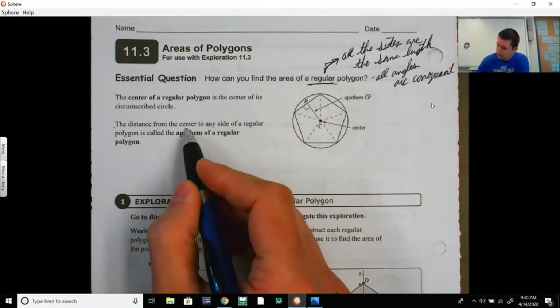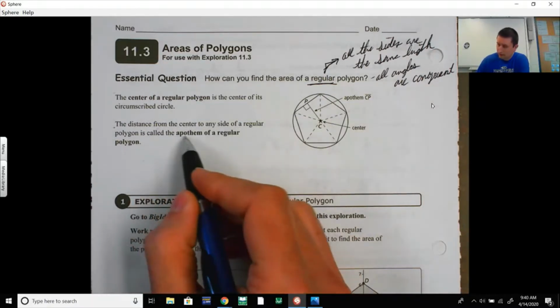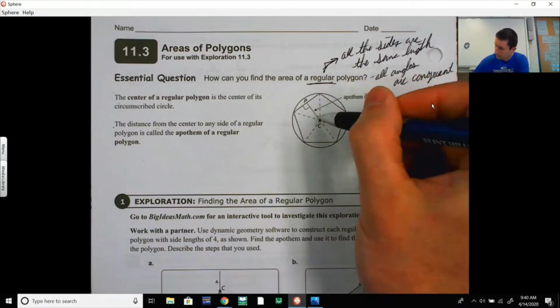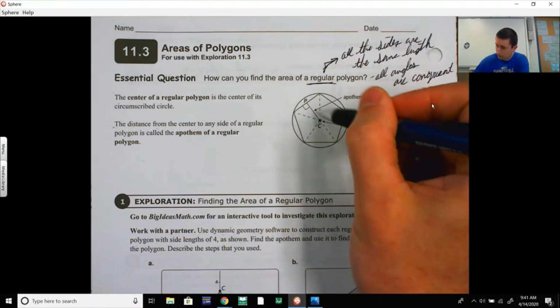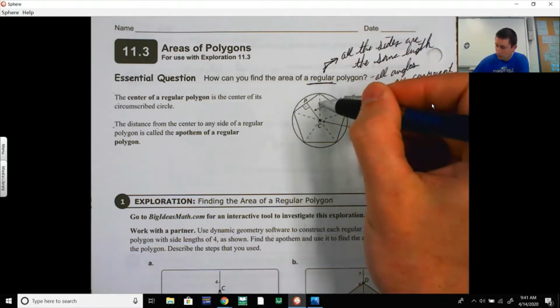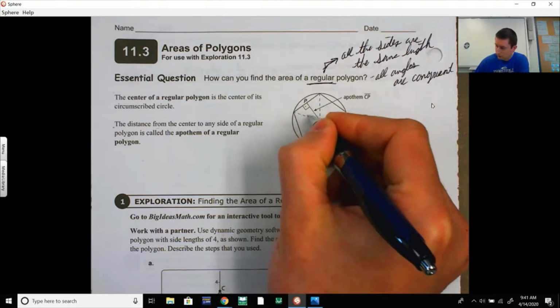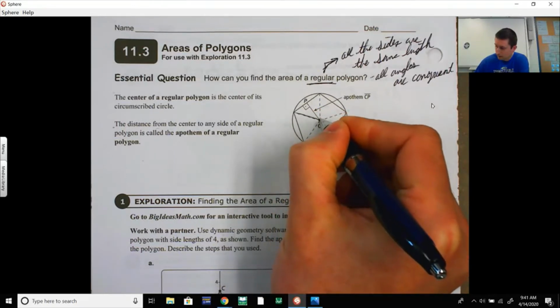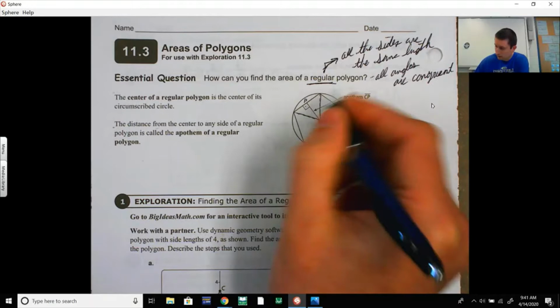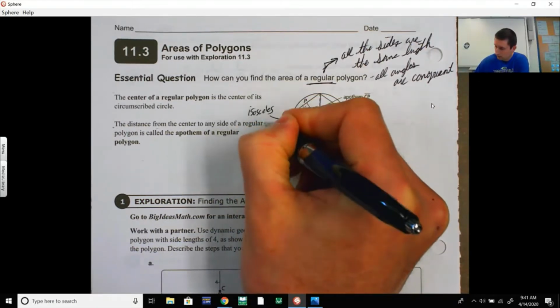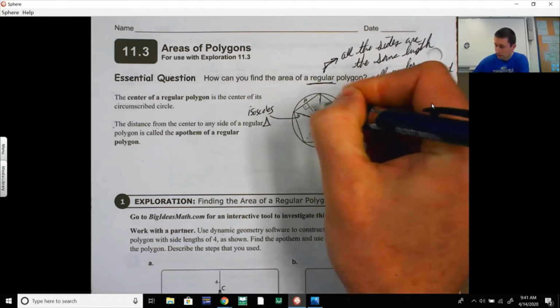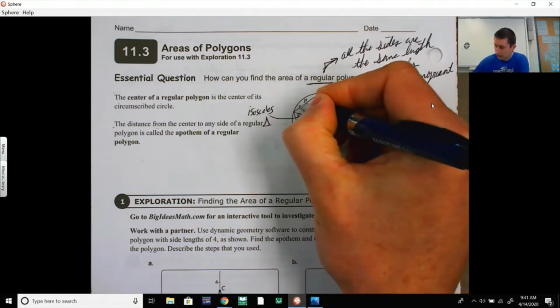The distance from the center to any side of a regular polygon, that is called the apothem. The apothem of a regular polygon. So that would be this distance from the center to the side, which is going to form a right angle. This is also going to form an isosceles triangle. It can be an equilateral, but it doesn't have to be. So what we also have here is an isosceles triangle, which means if you have an isosceles triangle and this is 90 degrees, that this is going to bisect the side.